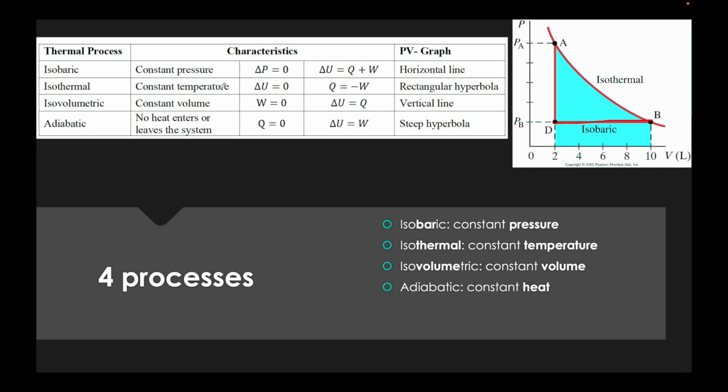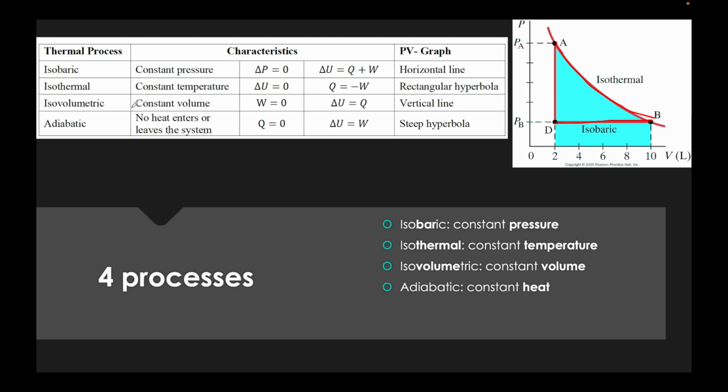Isothermal, constant temperature, the total energy will be 0. The heat will be the same as the work done. The temperature did not increase. This will be a rectangular hyperbola, which is this little curved thing. So if you see this in a graph, you know it is isothermal.